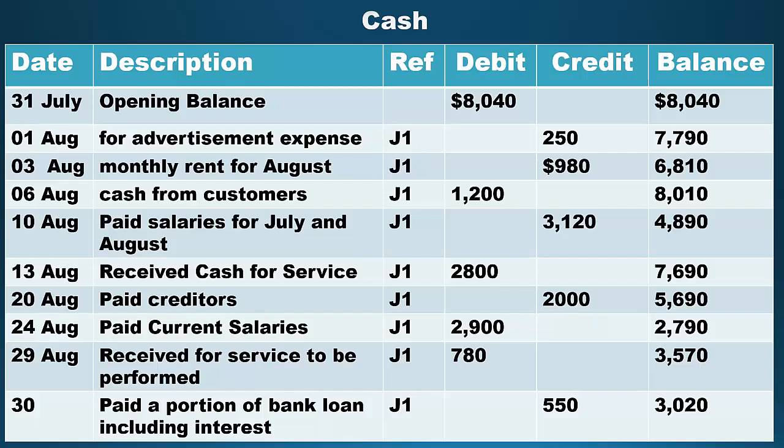Cash ledger. 1. Date. Write the date, August 30. 2. Narrative. Add the narrative. Paid part of the bank loan and interest. 3. Reference. Include the journal reference, J1. 4. Amount. Enter $550 in the credit column. We credit cash because the company spent money, and decreases to cash are recorded on the credit side.